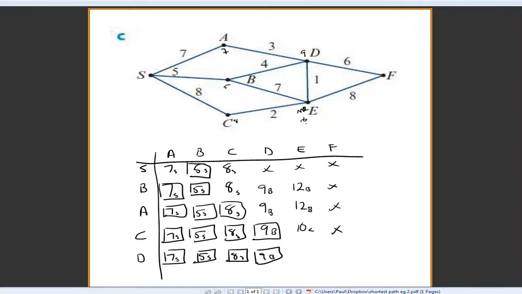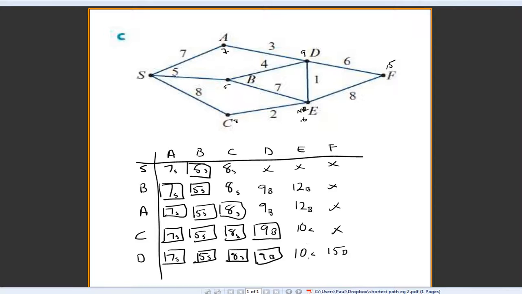Alright, now we're at D, which is there. From D I can get two places. I can either get to E or I can get to F. Now, 9 plus 1 is 10. So from D to E is 10. That's the same as that, so I'm just going to leave it as is. Now I can also get to F. 9 plus 6 is 15, so I write down 15 from D.